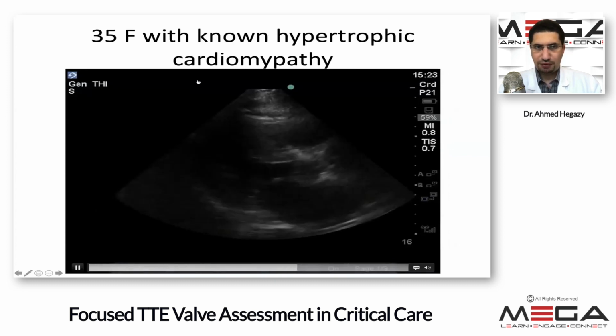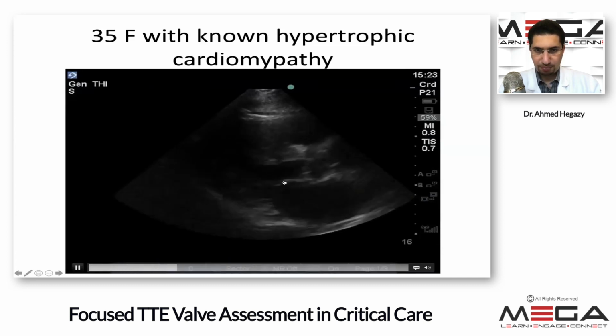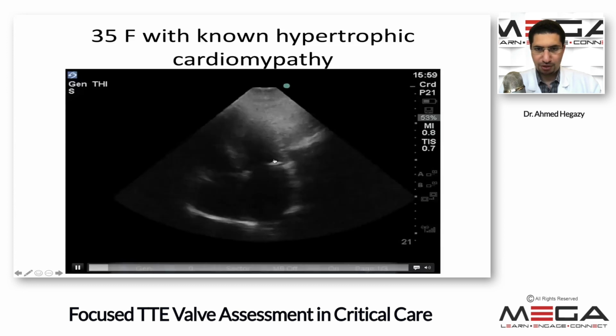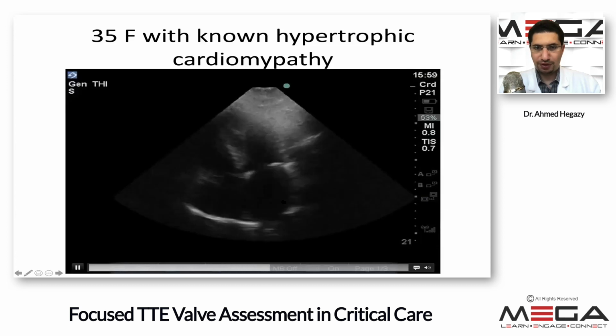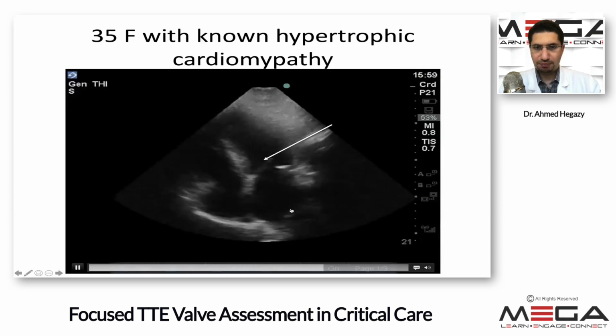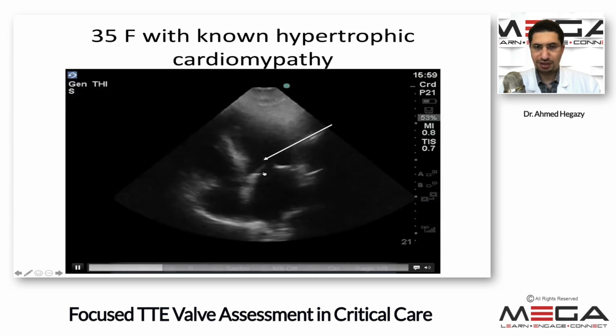Last but not least, I have a 35-year-old female with known hypertrophic cardiomyopathy. This is our parasternal long axis view. I move on here to our apical 4-chamber view. And what I want to turn your attention to is that mitral valve. What you see here is the mitral valve is entrained into the left ventricular outflow tract during systole. So it's creating a dynamic left ventricular outflow tract obstruction, or what we would call systolic anterior motion, or SAM.